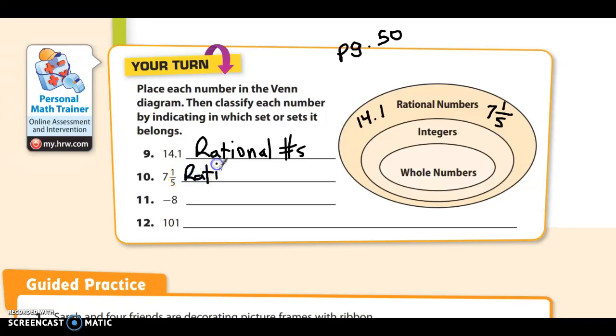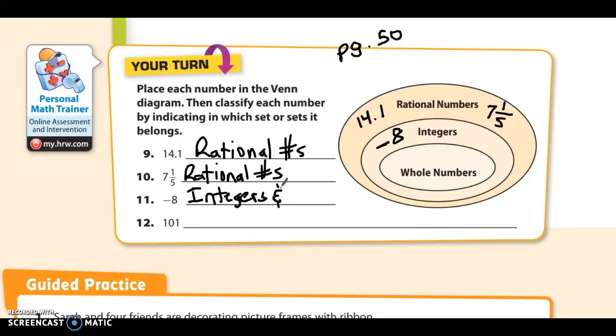Now these next couple, it's easy to place them in the right set, but it's a little bit confusing about what you write. So let me help you out. -8, is -8 a whole number? It is not. Is -8 an integer? It is. So I'm going to put it right here. And what a lot of kids really want to do is write integers on this line. And you're allowed to do that. But I want to teach you something real quick.